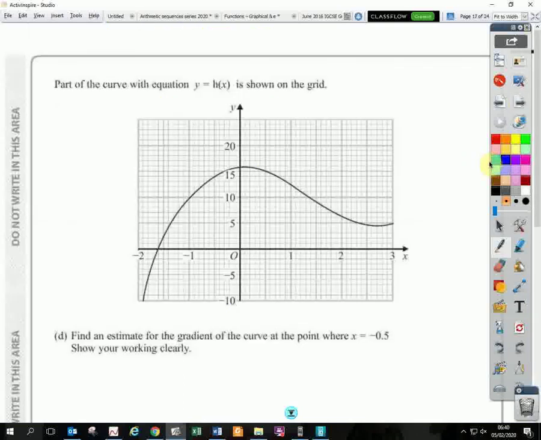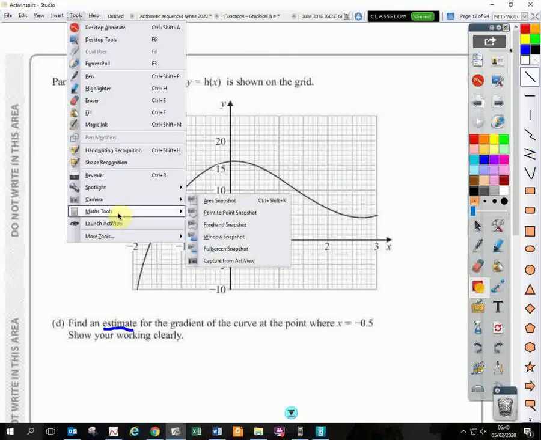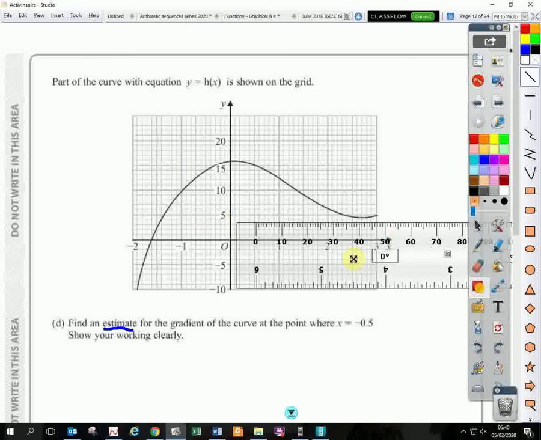Right, this is quite hard to do using the software, but when it says estimate the gradient, this is a pretty naff way of doing things, because if you have the equation of the curve, of course we can use differentiation. But when we're estimating, we're just going to draw a tangent to the curve, and you must draw the tangent to get the mark. So what you need to do with this question is take your ruler and find x equals minus 0.5.